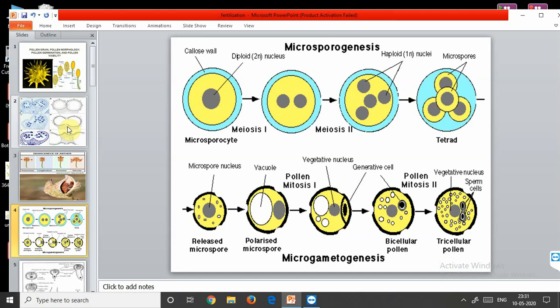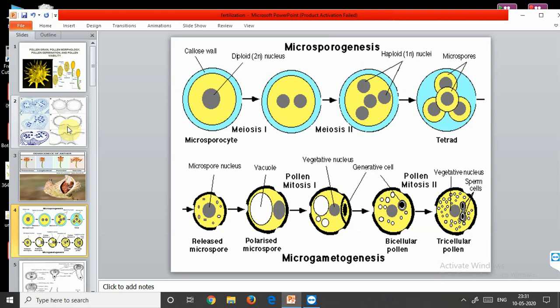Now after this has happened, the cytoplasm got thickened, and then the cytokinesis started to occur, and this cytokinesis results in two unequal sized cells. Now what happens is, the larger cell, which has the larger nucleus, is known as the vegetative cell, and the smaller cell, which has the smaller nucleus, is called the generative cell.